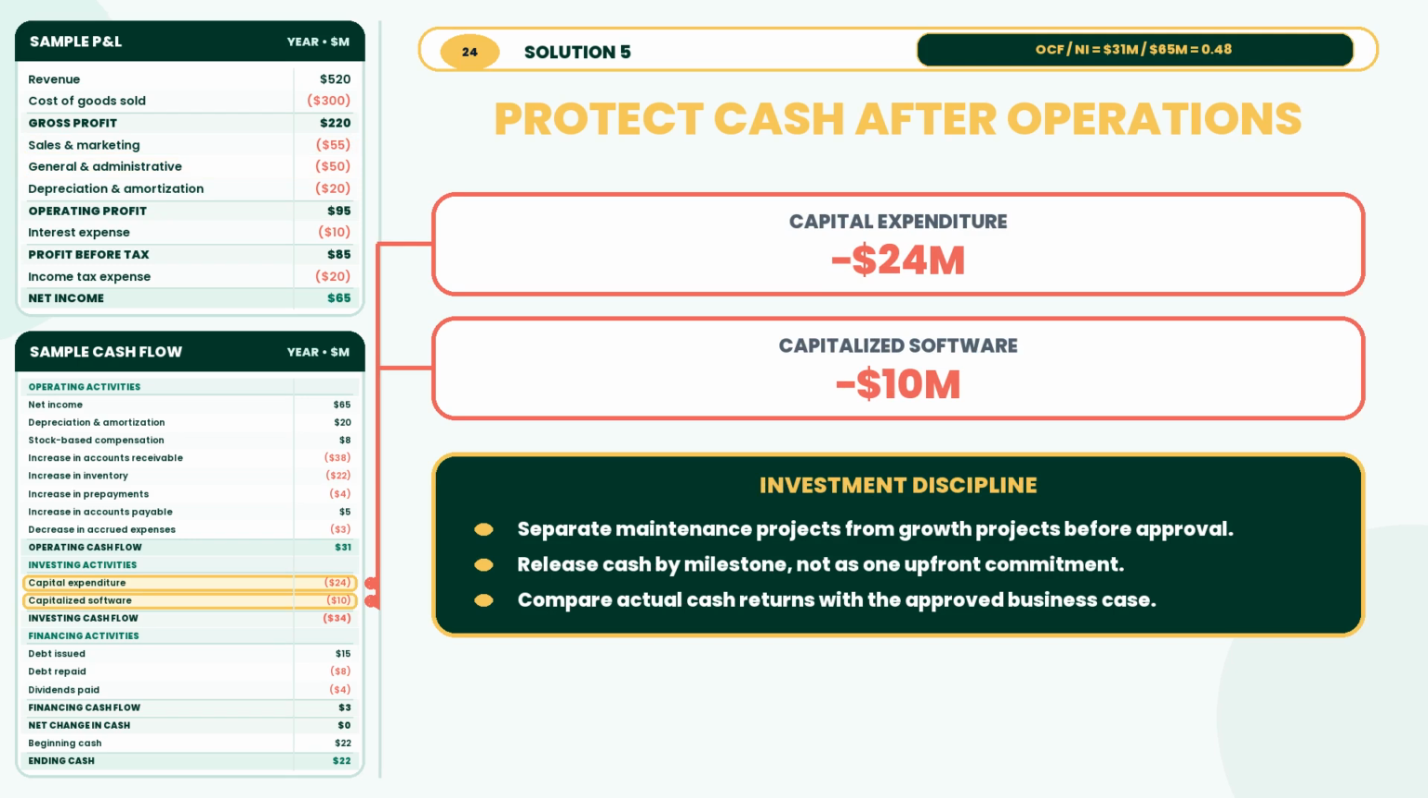Solution 5 points below operating cash flow. Put capital expenditure and capitalized software through investment gates. Separate maintenance from growth. Release funding by milestone and review the cash return after approval. This improves self-funding even when it does not change the operating ratio.